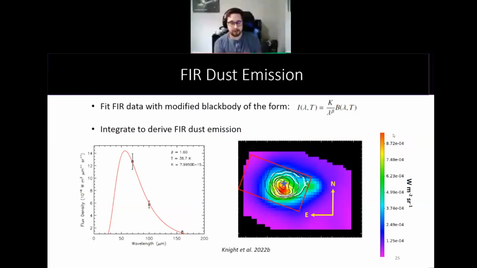So to characterize the far-infrared dust emission, we do some far-infrared SED fitting of a black body of the form shown here. We use our PACS data at 70, 100, and 160 and integrate under the curve to derive the far-infrared dust emission, which has, again, a very concentric distribution spatially with a peak south of the star as well. So it's similar in that respect to the PAH emission distribution that we've seen earlier.